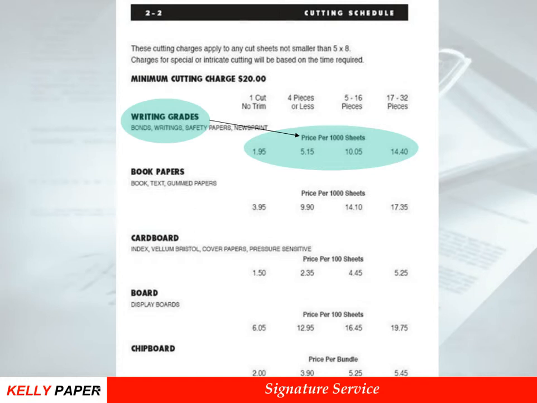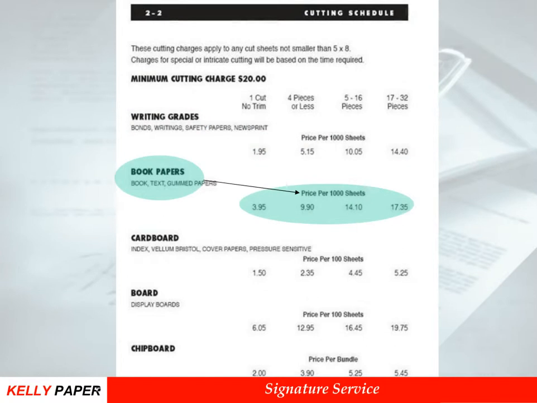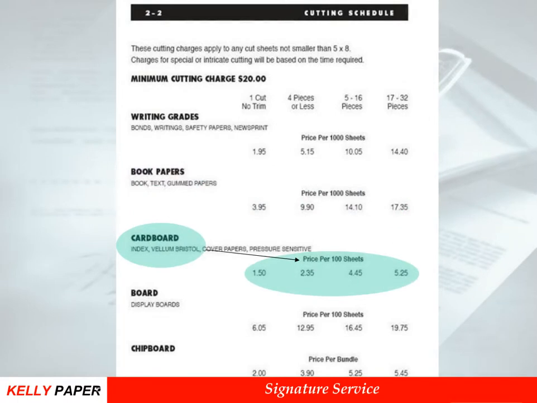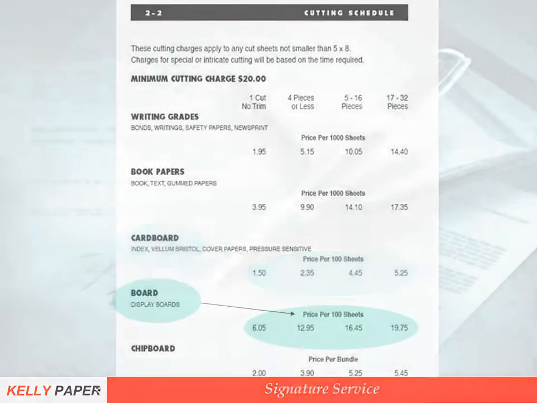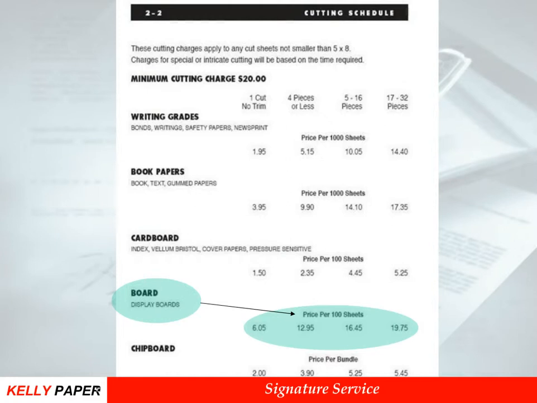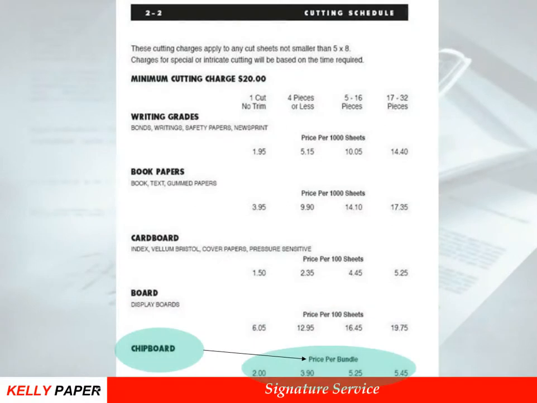Notice here that writing, bond, safety paper, and newsprint grade charges are calculated by the thousand. Book, text, and gummed papers are also calculated by the thousand. Index, vellum Bristol, cover, and pressure-sensitive papers are charged by the hundred. Board grades are also charged by the hundred. Finally, chipboard is charged by the bundle.